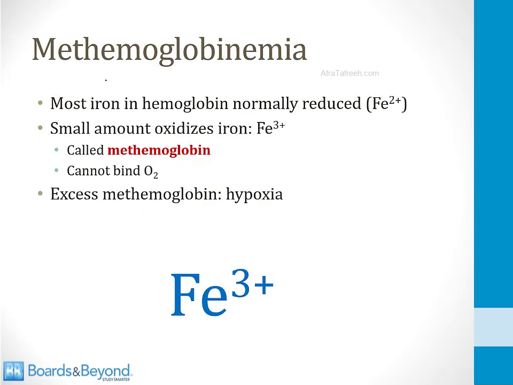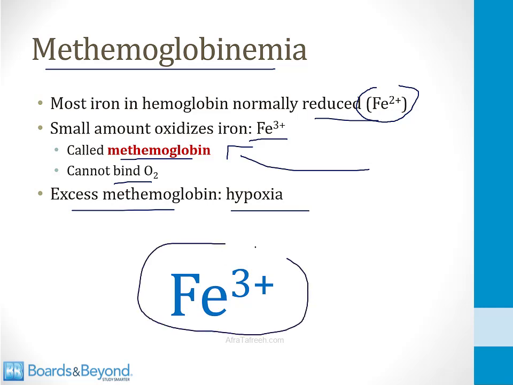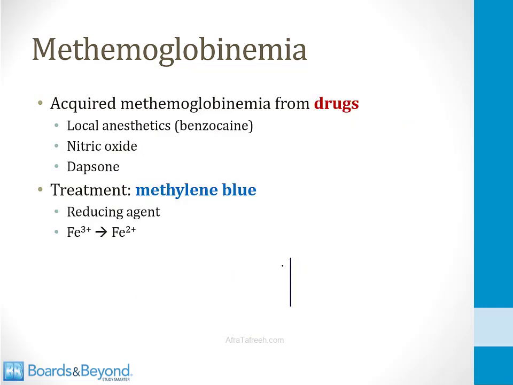The second pathological condition I'll talk about is called methemoglobinemia. Most iron in hemoglobin is normally in the reduced state, which is Fe2+. But a very small amount is found in the Fe3+ state. This is called methemoglobin. And this hemoglobin is bad because it can't bind oxygen, but usually it's just a tiny bit of our hemoglobin, so it's not a big deal. If, however, a pathologic condition causes excess methemoglobin, this can lead to hypoxia because all the Fe3+ won't be able to bind oxygen.